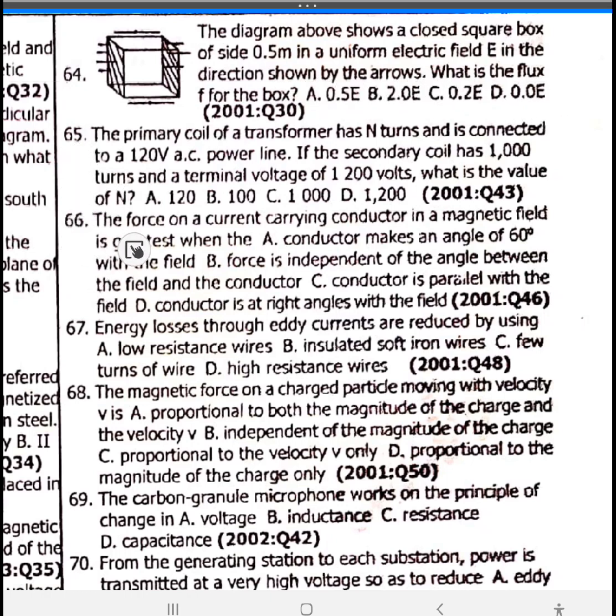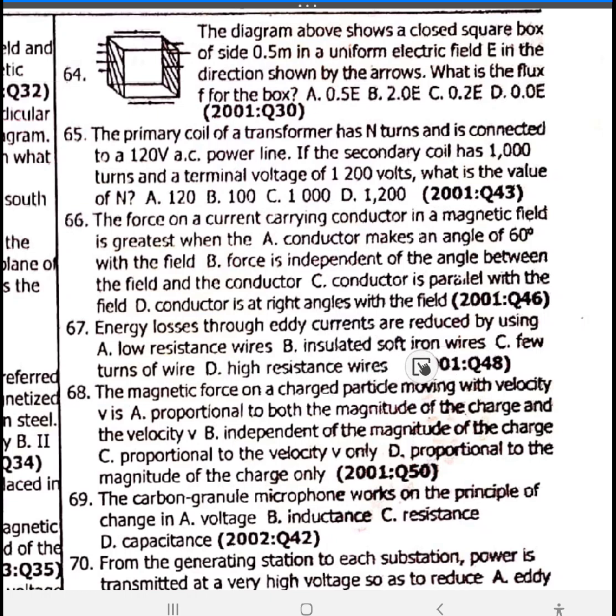0. The force on a current carrying conductor in a magnetic field is greatest when? First, the force is 0 if the conductor is parallel to the magnetic field, so it will be greatest when the conductor is at right angle with the field. Option D.